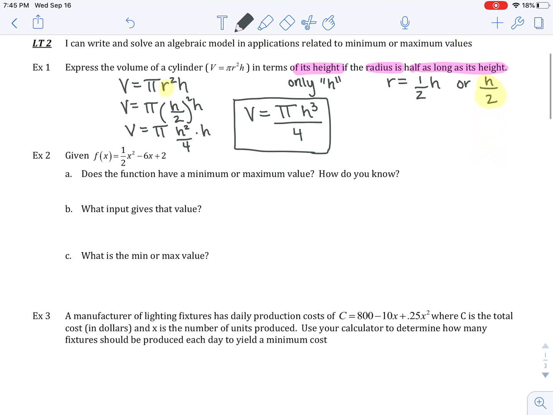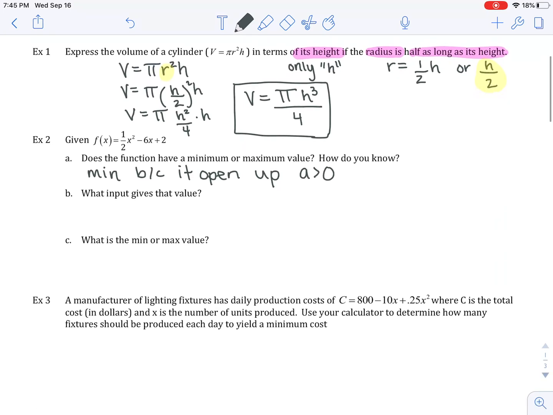Alright, example 2. Given this function, we have to find a couple things. First off, does the function have a minimum or a maximum value? Hopefully at this point you're already answering that it has a minimum. You should also be saying why I have a minimum. The reason why is because it opens up. I know that it opens up because the a value, in this function the 1/2, is positive. If a is positive, you are opening upwards.